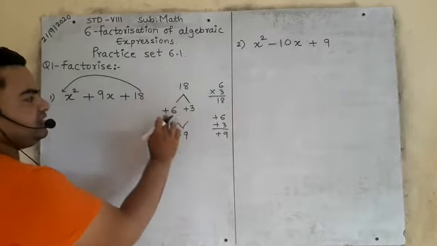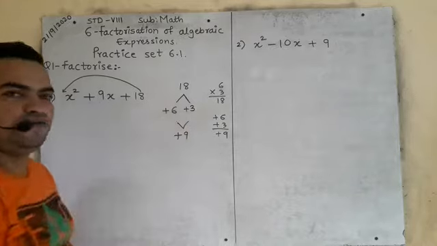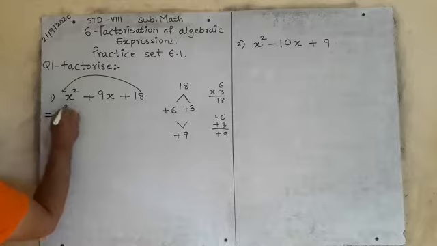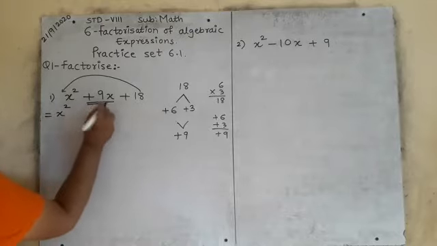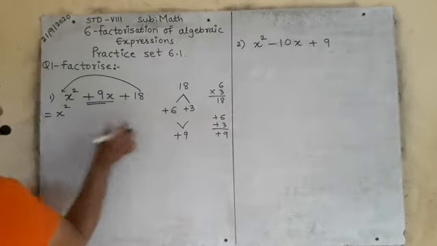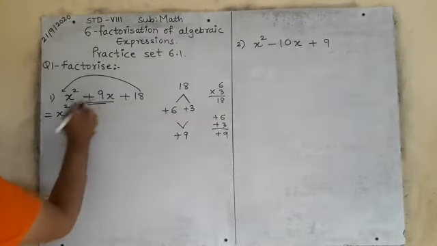6 3s are 18, and 6 plus 3 is 9 also. Is it clear? Now the first term you will write as it is. Instead of this middle term you will split. You will use these factors here instead of 9x.